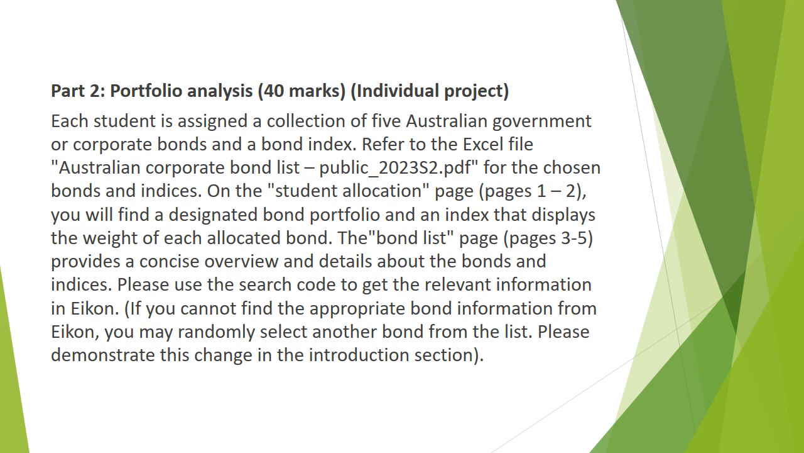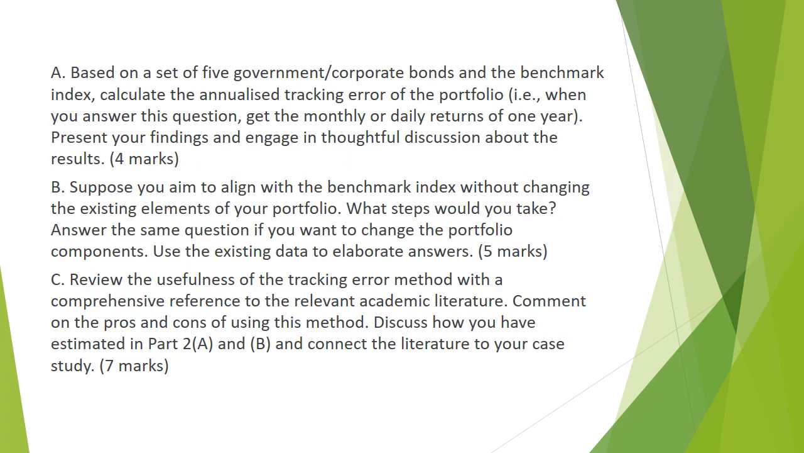Part 2. Portfolio analysis. Each student is assigned a collection of 5 Australian government or corporate bonds and a bond index. Refer to the Excel file, Australian Corporate Bond List public_2023s2.pdf, for the chosen bonds and indices. A. Based on a set of 5 government or corporate bonds and the benchmark index, calculate the annualized tracking error of the portfolio, i.e., when you answer this question, get the monthly or daily returns of 1 year.